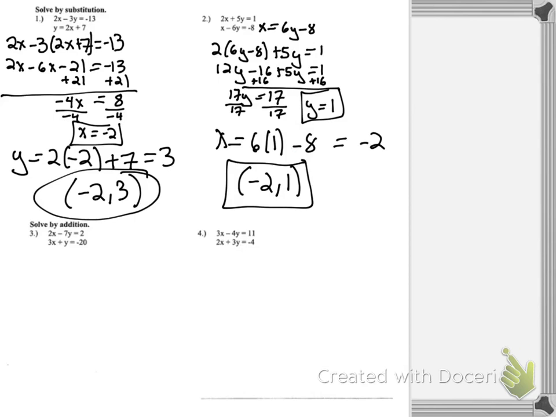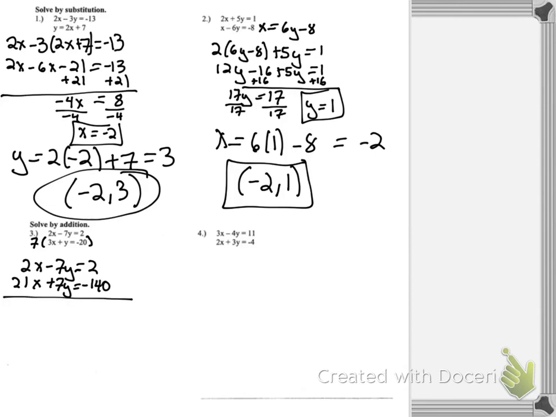So we need to get one of the variables to have the same coefficient in both equations, with opposite signs. So I took the second equation and multiplied it by 7, which gave me 2x minus 7y equals 2. And we have 21x plus 7y equals negative 140.